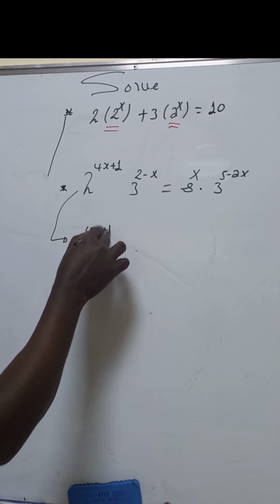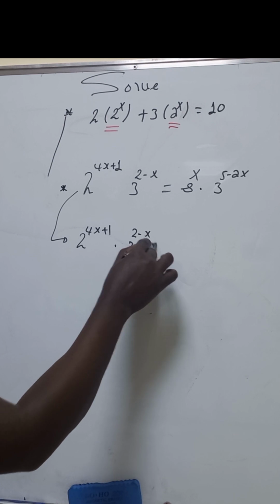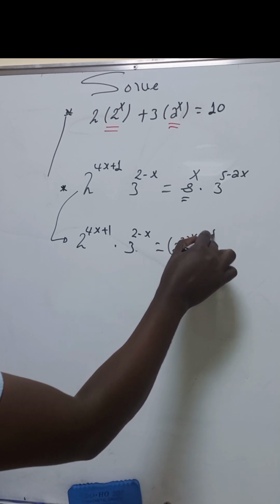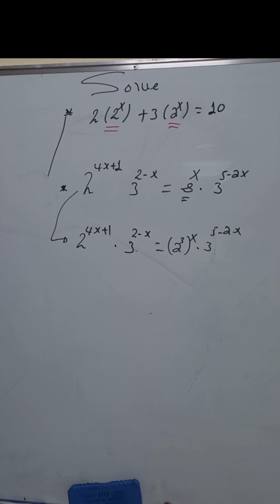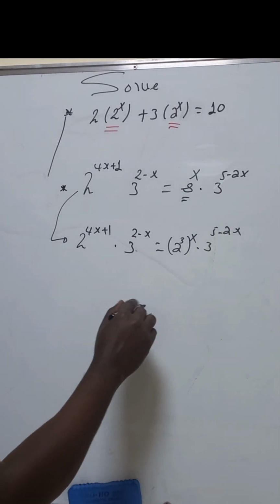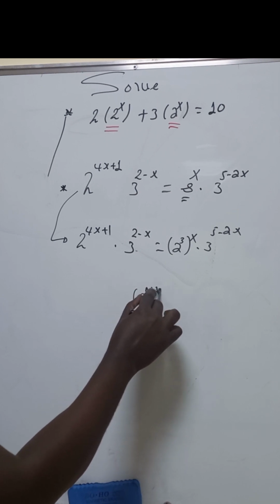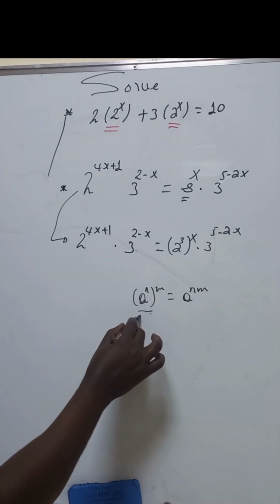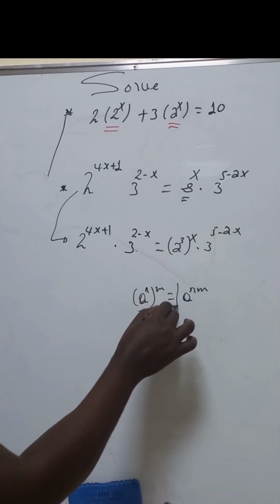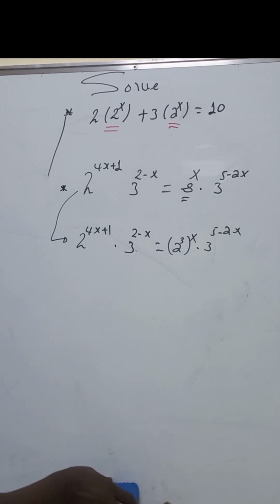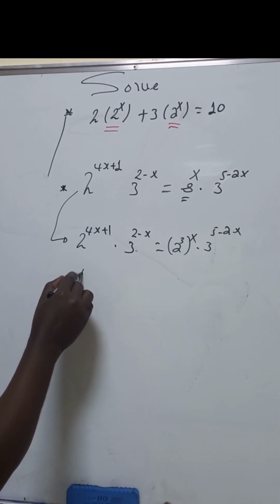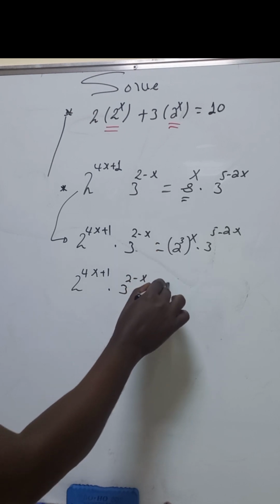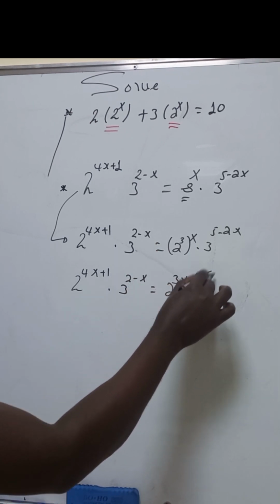2 raised 4x plus 1 times 3 raised 2 minus x is equal to 8 raised x, which is 2 raised 3 the whole x, times 3 raised 5 minus 2x. You know that if we have an exponential expression a raised n, the whole m, it is given by a raised n times m. So for any exponential expression that can be reduced to this form, these two are the same. Because of this principle, we can write this as 2 raised 4x plus 1 times 3 raised 2 minus x equals 2 raised 3x times 3 raised 5 minus 2x.